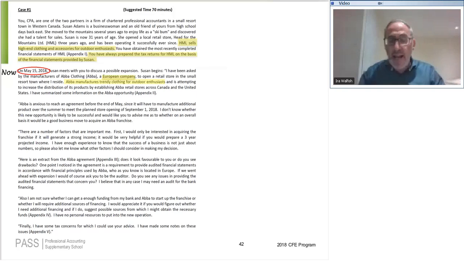When I get to the next paragraph, I'm told Abba is anxious to reach an agreement before the end of May. All that's going through my mind at this point is that seems pretty soon. It's May 15th, 2018. They want to reach an agreement in 2 weeks. At this point, I have no idea why that's relevant to me. I don't know my role or required yet.